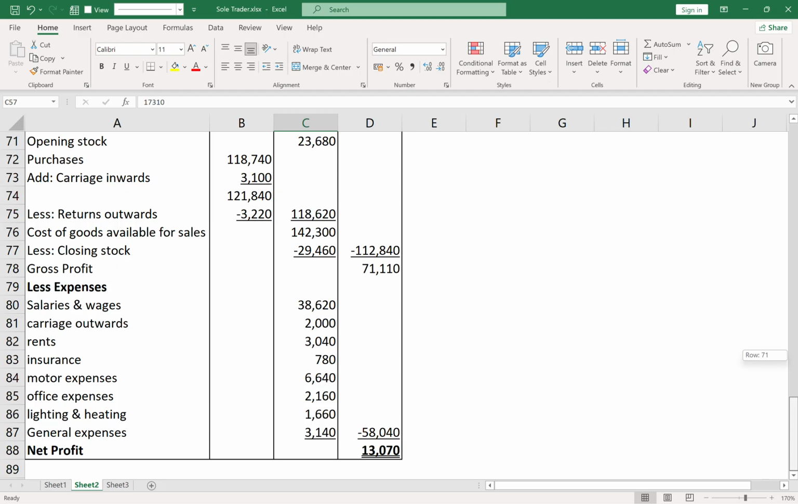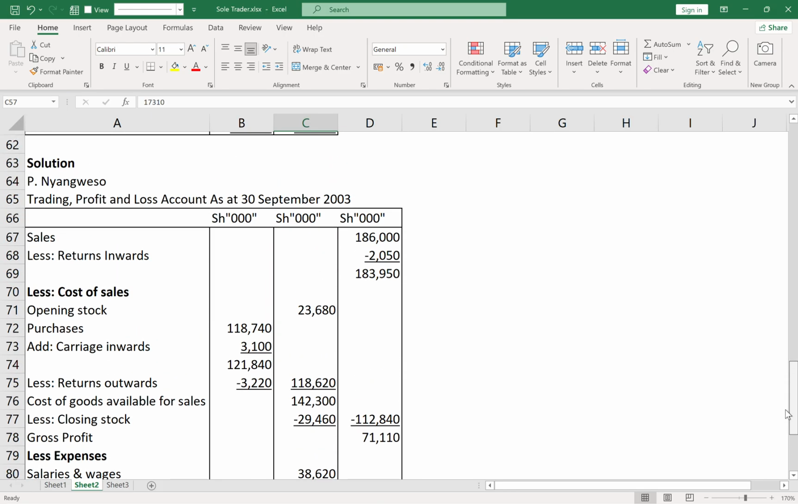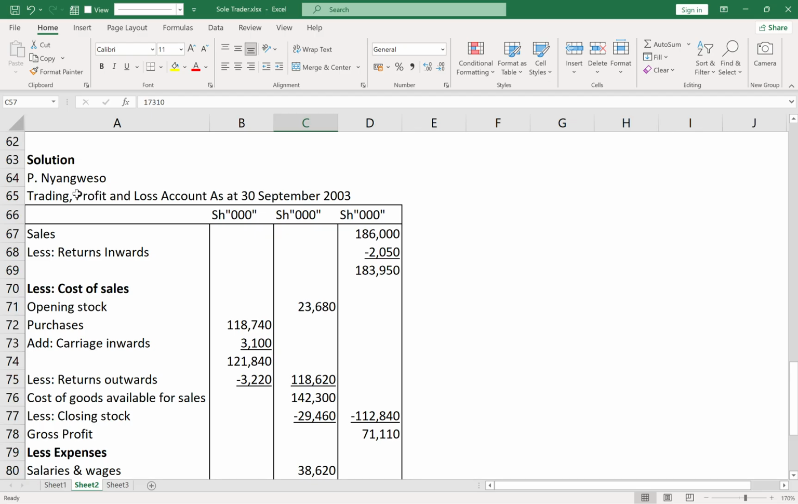So for the profit and loss account, we have the title: P. Nyangweso, Trading Profit and Loss Account, as at 30 September 2003. Then we have now to study the sales. He sold for 186,000. We less the returns inwards, so that we can get the net sales.